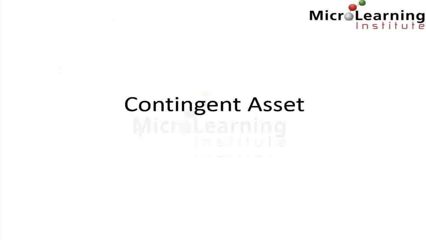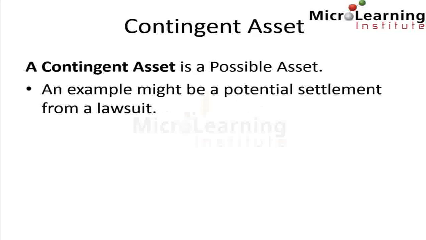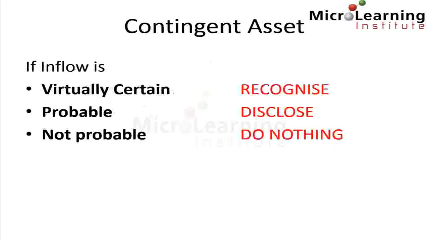Next, we review IAS 37 in relation to contingent assets. A contingent asset is a possible asset. An example might be a potential settlement from a lawsuit. IAS 37 advises the following treatment for contingent assets. If the inflow is virtually certain, then we recognize the asset. If the inflow is probable, then we disclose it. And if the inflow is not probable, then we do nothing.